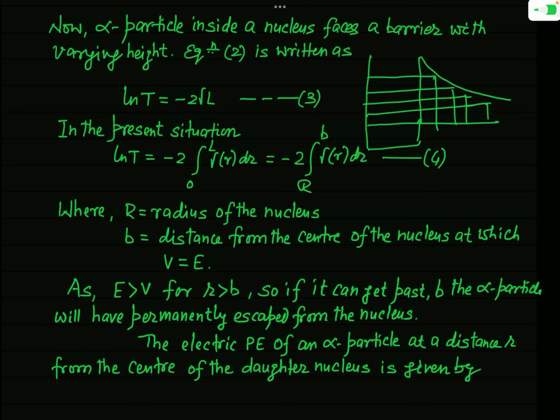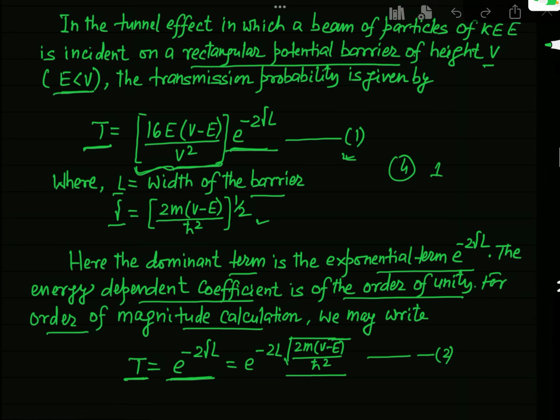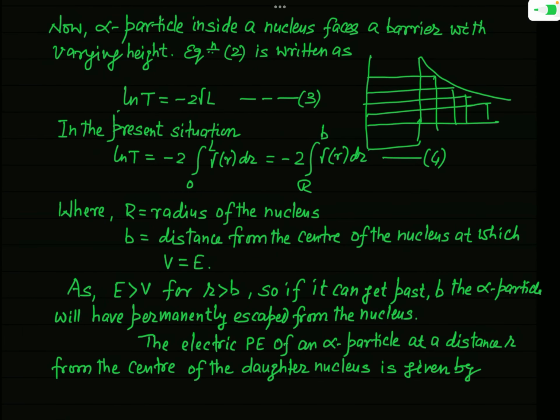So in this case you can say that this L is not constant. So in the present situation, when we consider that the alpha particle inside the nucleus faces a barrier with varying height, in that condition, how can we use this expression? So for this, let us take the logarithm of this equation 1. So ln T will be what? This will be minus 2 gamma L ln e. But ln e is equal to 1, so ln T is equal to minus 2 gamma L.